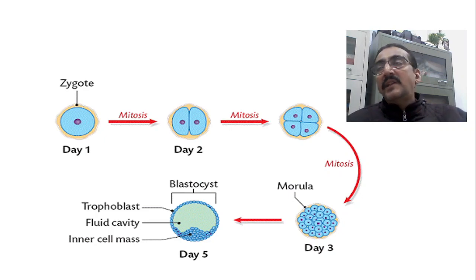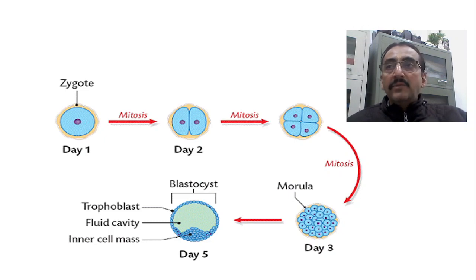Now these are the changes which occur in the zygote. On day 1, we know that the zygote is formed, then there is a mitotic division, the first cleavage occurs on day 2, then there is a second cleavage which forms 4 cells, and later the morula is formed. The morula will be formed on day 3, at the 16-cell stage. Once this morula is formed, the outermost cells of the morula will form the trophoblast, and the inner cell mass will form the embryoblast.